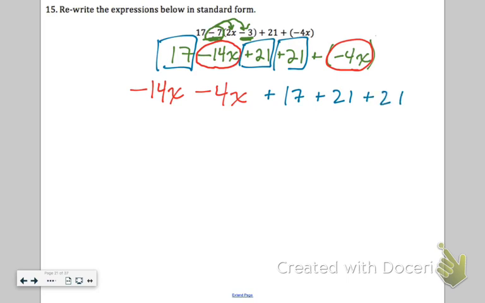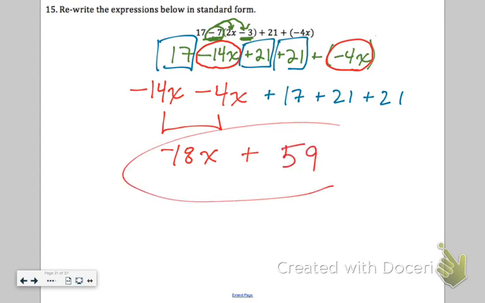Okay, we can now combine our like terms. They're nice and ordered. Negative 14x minus 4x is negative 18x. And then on the right side, I see 17 plus 21 plus 21, which is 59. That's it. That's standard form. I have all my terms with x's combined to negative 18x, and I have all of my constants combined to 59.